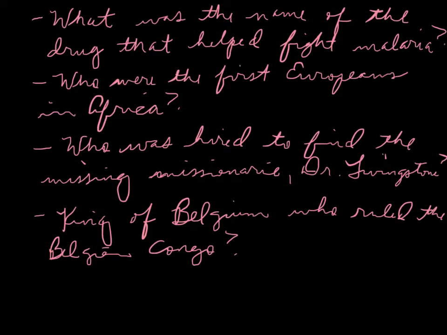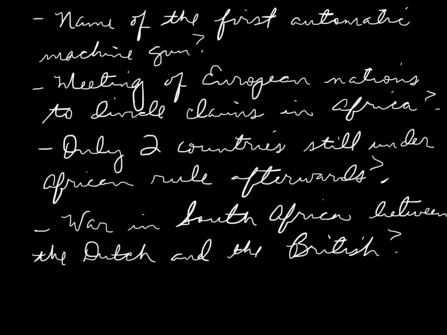King Leopold II of Belgium took over a large area in Africa called the Congo. And then when he took over the control there, it became the Belgian Congo. So, again, King of Belgium, King Leopold II. Remember, he's the one that got in there and set up the rubber trade and was very cruel to the people. All right, name of the first automatic machine gun. I already told you earlier, Maxim gun. I think we all know that by now.